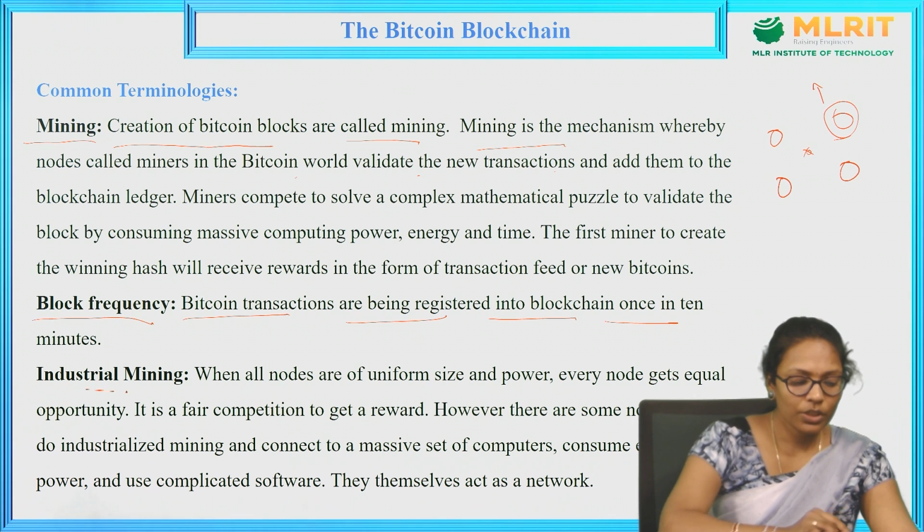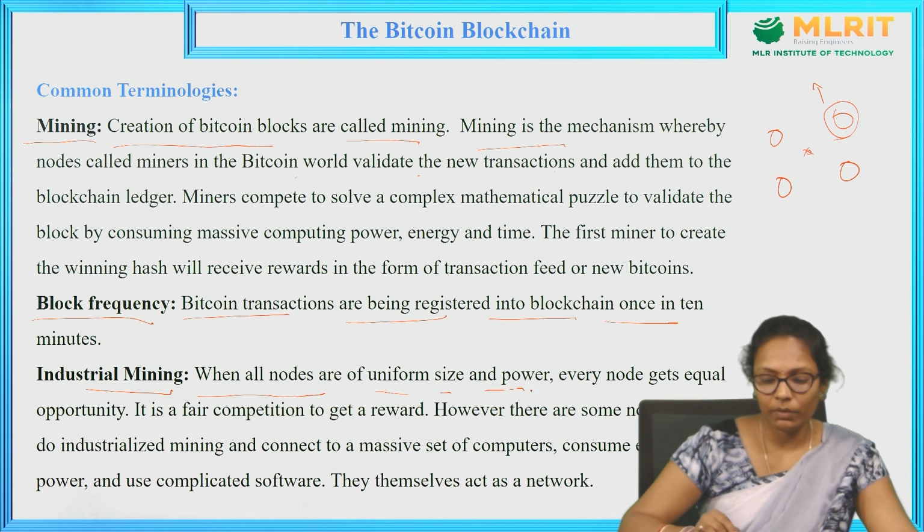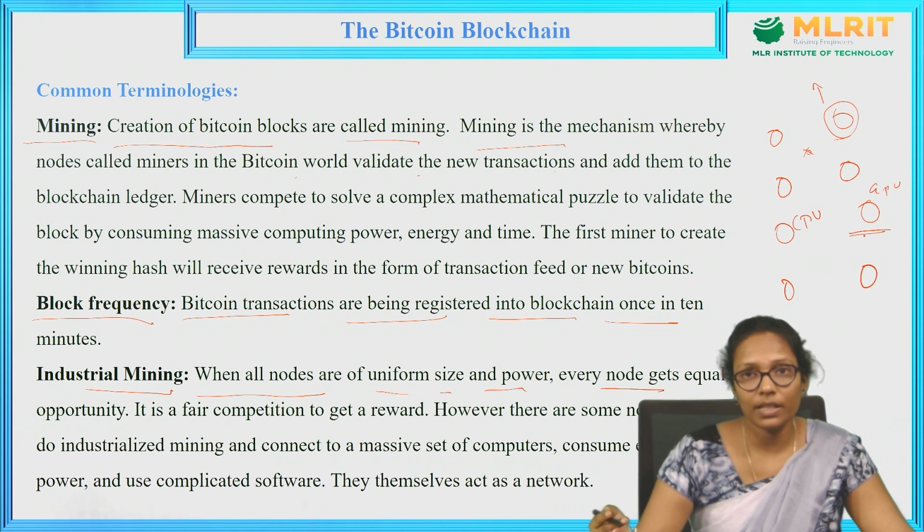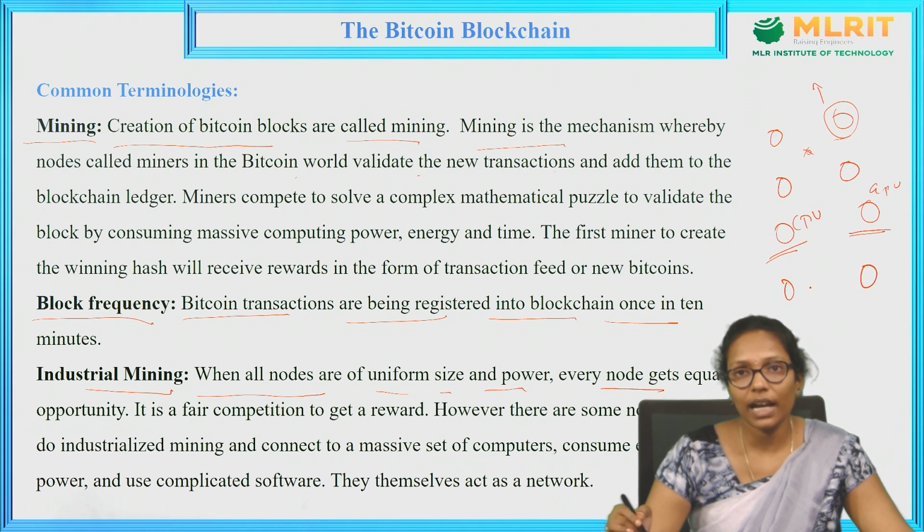Coming to industrial mining. When all nodes are of uniform size and power, every node gets an equal opportunity. For example, I'm using a system with a CPU and some others are using a system with a GPU. Of course, that person's system has high computational power, so he can finish the work easily in less time when compared to this system. But if all the persons have the same power or energy, the comparison becomes easy. For rewarding and incentivization also, this process will be good.